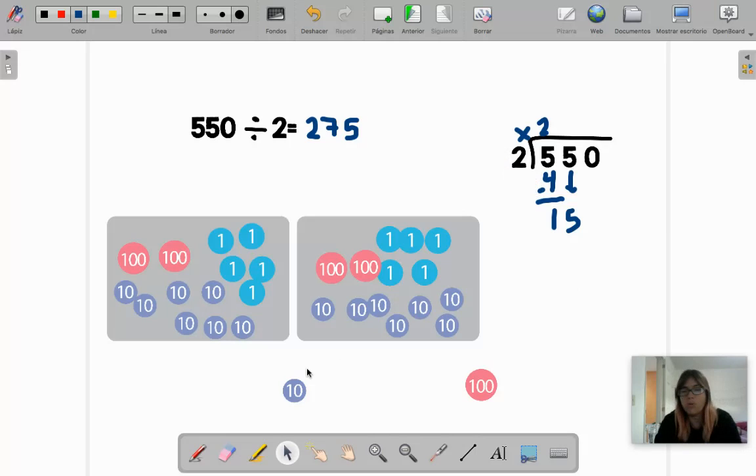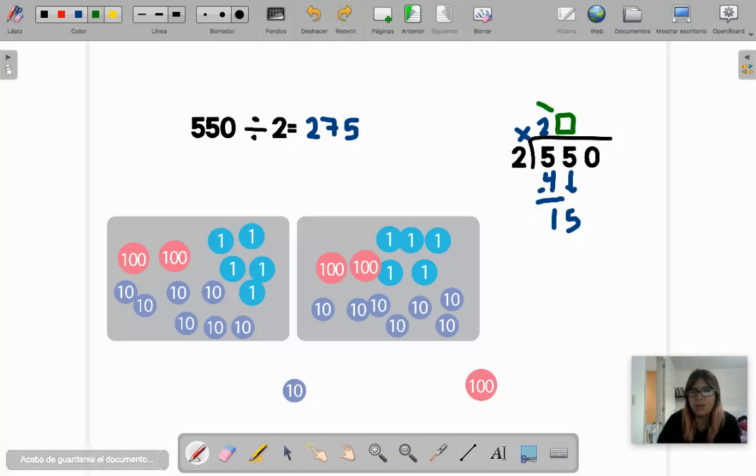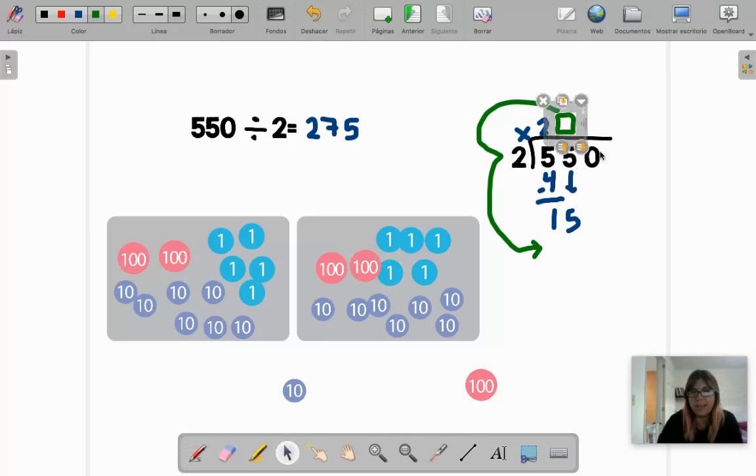So now we repeat the process. Let me change to green. What number here do you multiply times 2 and you get 15? Just remember, we write it down. This times this, and put the answer here. This times this. So pause the video, go and do it, and then come back.